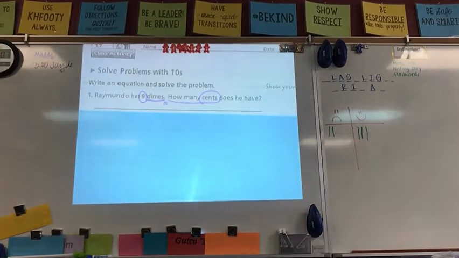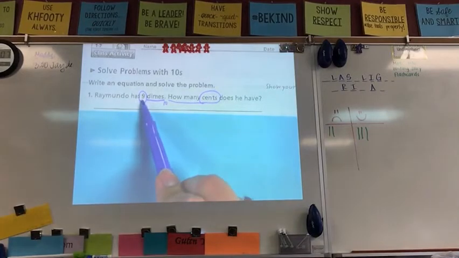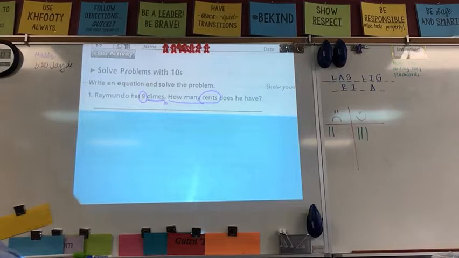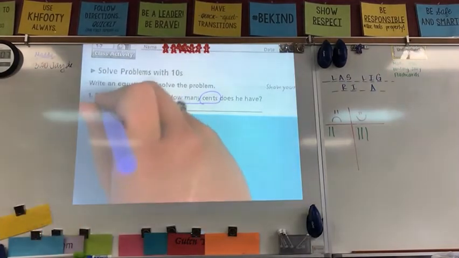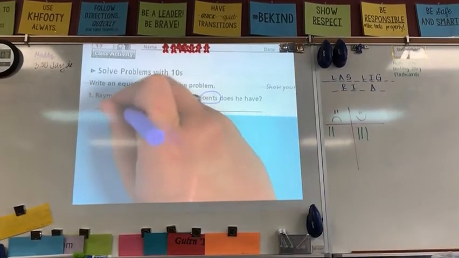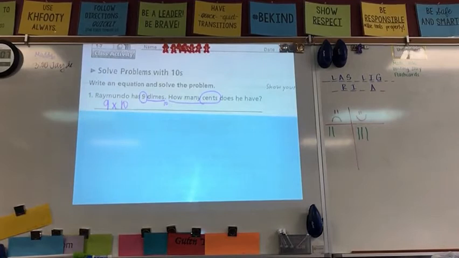Friends, how many cents are in one dime? 10. There's 10 cents in a dime, right? So this is like 9 groups of 10, or your equation could be 9 times 10, right? Please write that on your boards. 9 times 10, or 9 groups of 10. Make sure that it's a 9 and not a P. I know that's kind of a tricky one at the beginning of the year, getting used to our numbers again.